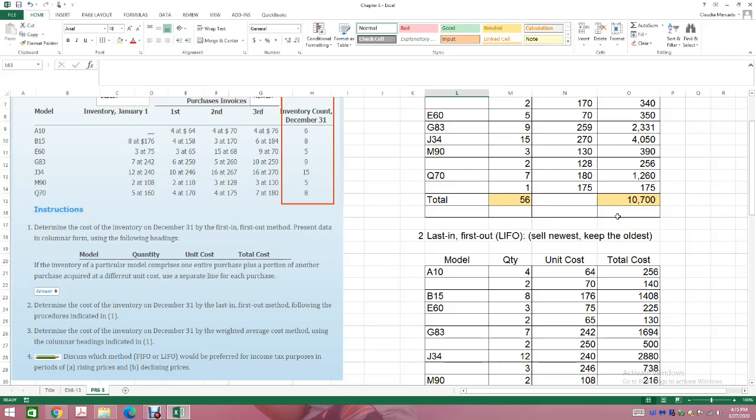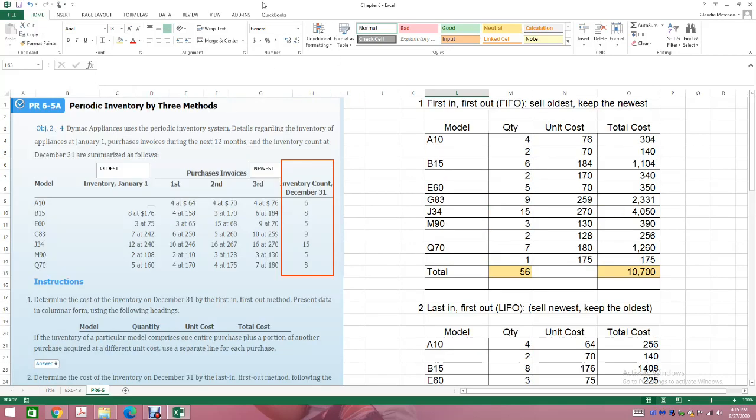Now I want to emphasize that this problem 6.5 is super important because you're going to have it on your test. So make sure that you listen to this lecture carefully. Make sure that you understand where I'm getting all of my numbers and where everything is coming from. It's just a matter of identifying, am I keeping my newest or am I keeping my oldest? And then work backwards from there.